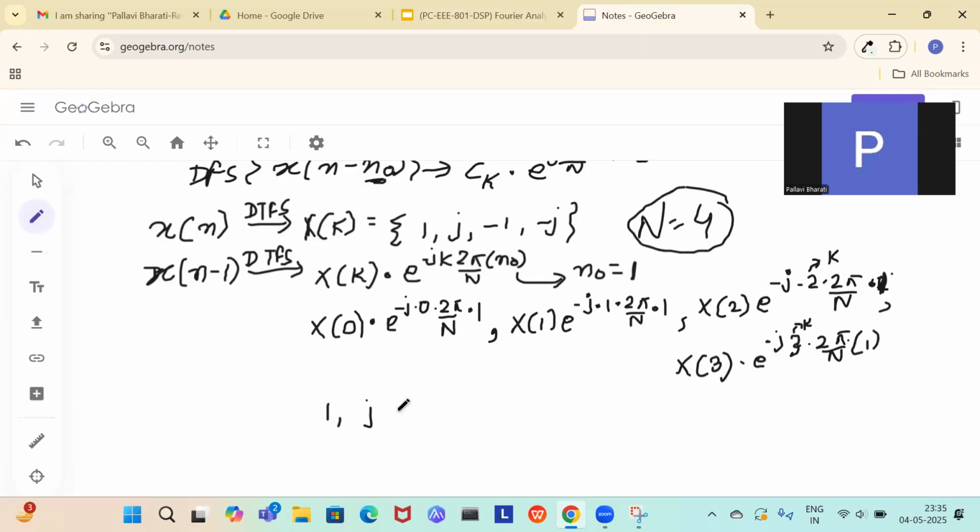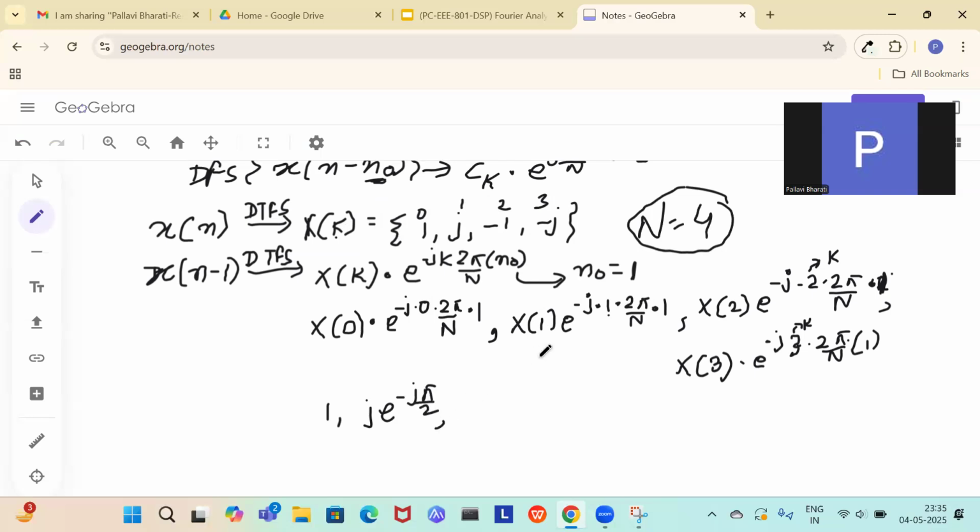Now, capital X of 1 was j. So we wrote over here j. Now, this is for k equals 1. This is 0, this is 1, this is 2, this is 3. Which index is k? So this was for k equals 0. Now this is for k equals 1. See, now it is e to the power -j 2 pi by 4. Capital N is 4. So that will become e to the power -j pi by 2.